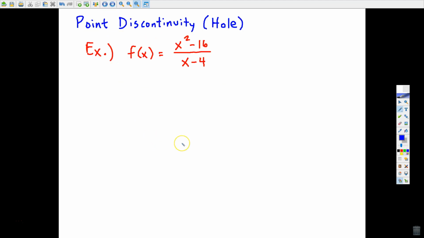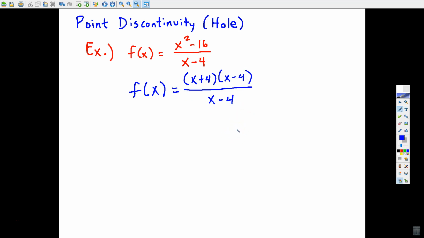So now let's turn our attention to when do we have a hole in a graph? What's a hole? The book uses the fancy term point discontinuity, but I think if you see it, using the word hole is going to make sense. First thing I'm going to do, and you should always do this if possible, is factor. So the numerator can be factored because it's the difference between two squares. The denominator is prime.